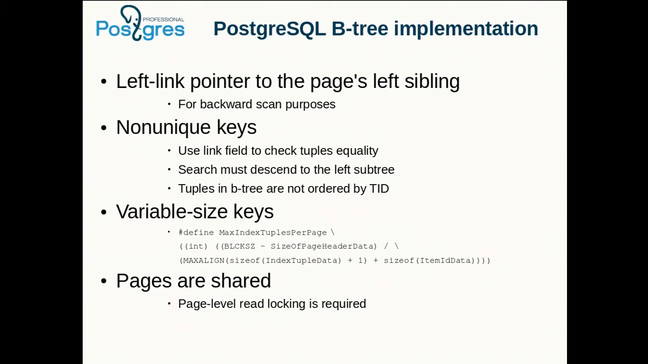Another thing is that we have variable size keys, of course. Not everything is fixed size. So the maximum number of index tuples on a page is not fixed as well. It is just computed with a macro. When we do a split of a page, we try to equalize not the number of tuples, but the number of bytes on each page. And the last point is that pages are shared, they're in shared buffers, and we still need page level read locking to avoid changes on a page we are reading right now.